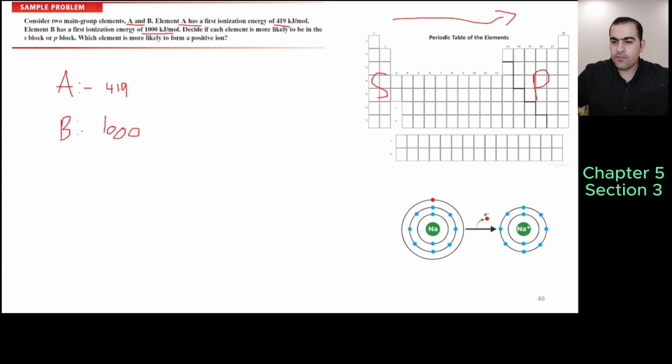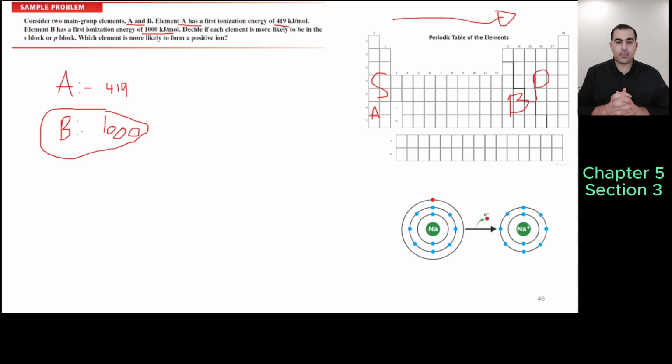We know from left to right, as we go from S to P block across the period, what happens? Ionization energy increases. So which one is more likely to be in P? B. Why? B's ionization energy is more than A. So B is more likely to be in the P block, because the P block has higher ionization energy than the S block. So this one is B, and this one is more likely to be in the S block. We don't know which element that is, but we know it's A.